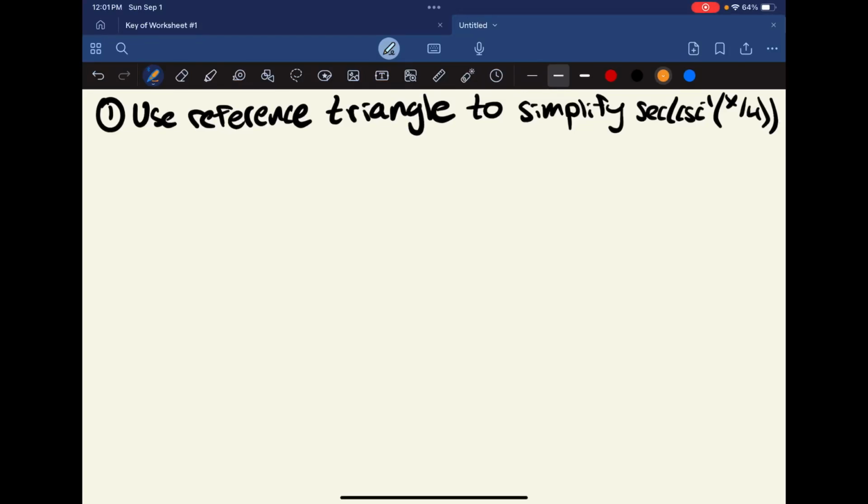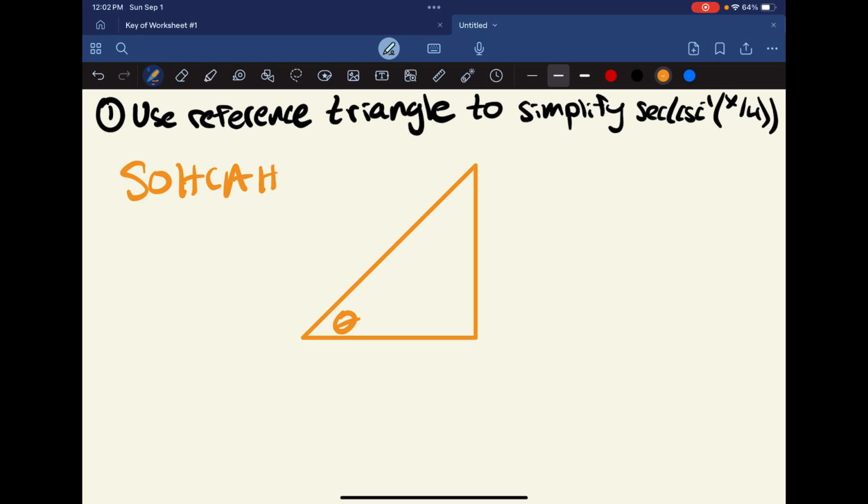Okay, when asked to simplify, you want to start with your innermost trig function, which is probably going to be an inverse trig function. The inverse trig function tells you what your reference triangle is going to look like. And then regular trig tells you to pull from the reference triangle that you created. So we have to know SOHCAHTOA for this.